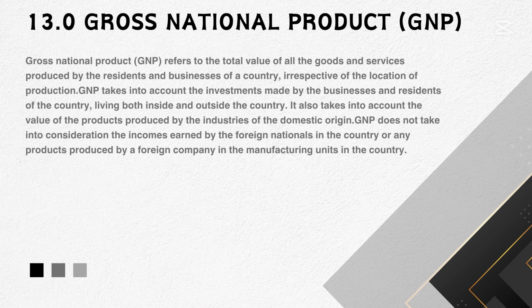What is Gross National Product, GNP? Gross National Product or GNP measures the total value of all goods and services produced by a country's residents and businesses regardless of where the production takes place. Some key points about GNP are: first, it includes the value of production by nationals outside the country. Second, it excludes the value of production by foreign nationals or foreign companies within the country.